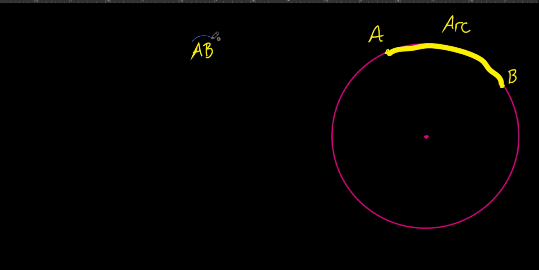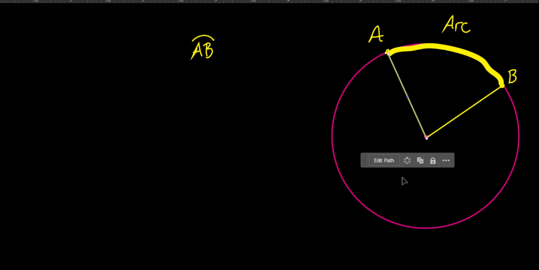You just put a little arc over top of it. That thing right there means arc AB. Now, we're not going to do this today, but we do measure arcs in degrees, just like we do with angles, right? We do measure an arc in degrees. I'll just give you a sneak preview of what we'll be doing in another chapter.